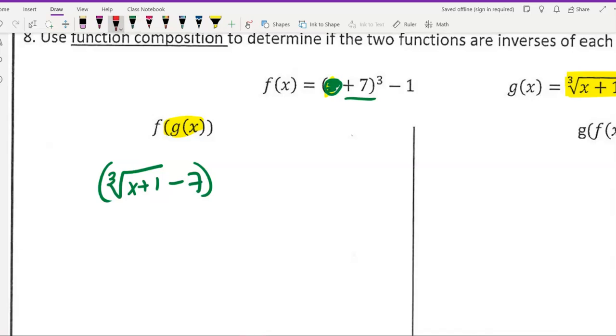Okay, so let's continue. We have the inside function g of x. Now, what's going to go right around this x that was here? Well, we have a plus 7. That's all in parentheses, being cubed, and then subtracting 1. And as you can see, that green function was our x, and now we have the plus 7, the cubed, and the minus 1 there.